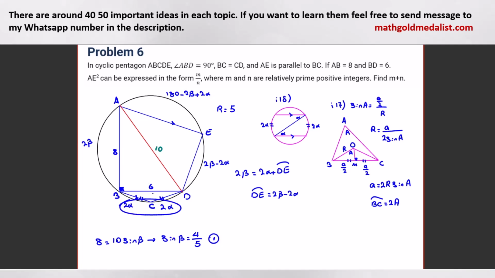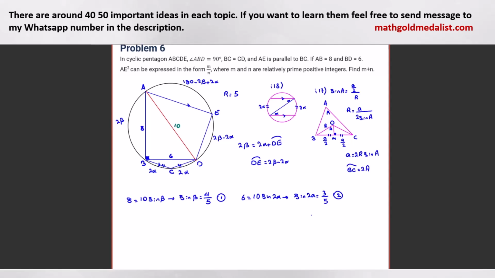Now we want to find something in terms of alpha. We use 6. 6 is equal to 10 sine of 4 alpha divided by 2, so sine 2 alpha is 6 over 10 or 3 over 5. So that is the second good result.